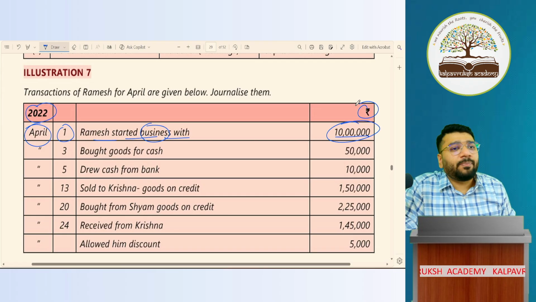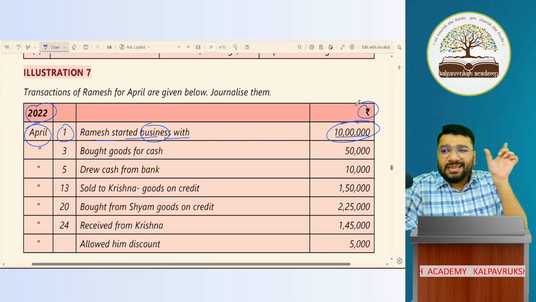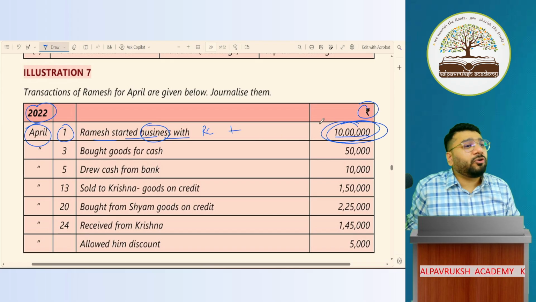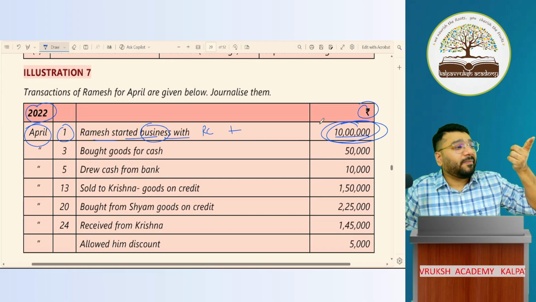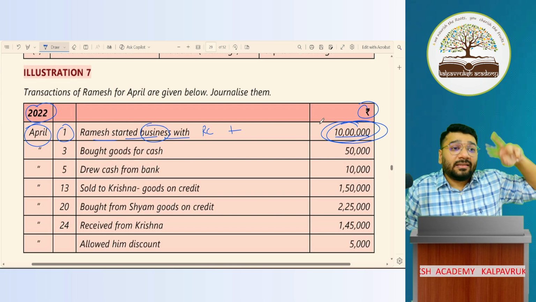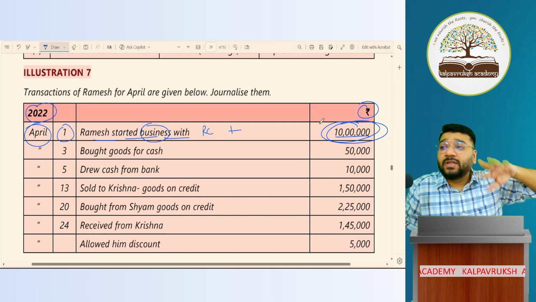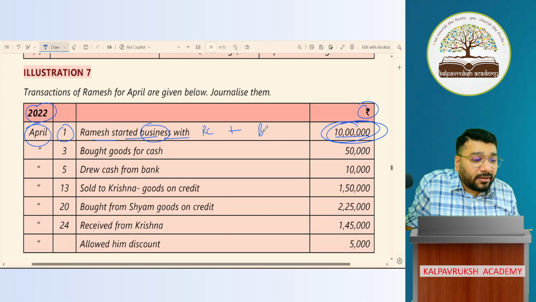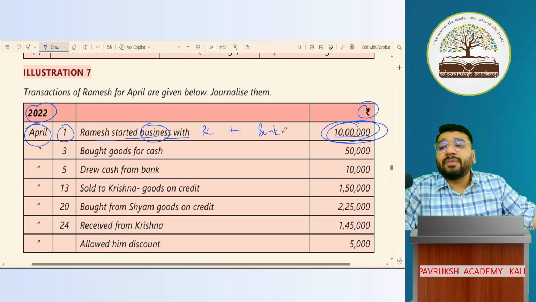Now what is the rule? First step of journalizing: in the transaction, identify the accounts involved. So one account is Ramesh Capital. The second account is the 10 lakh rupees with which he started business. So what is this 10 lakh? Money, either in cash or bank. In CA Foundation, if they don't mention whether it is cash or bank, what will we assume? Always bank. So the two accounts affected are Ramesh Capital and bank.